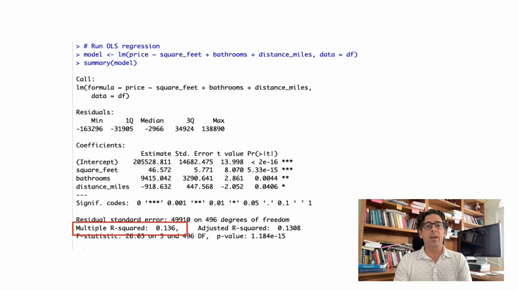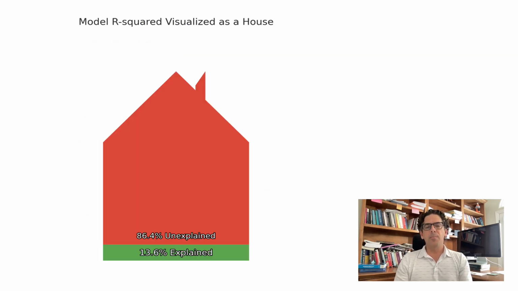This means that the three variables in our model explain 13.6% of the variance, or the variation, in the dependent variable. One way to think about this is to visualize it. Some people can put up a pie chart, which is fairly easy to understand. But in this example, let's use a house. Our variables explained 13.6% of the variation in home prices, and that's represented by the green portion of the house. The other portion of the house, which is some sort of red or orange, I'm not exactly sure, is 86.4%. And that is unexplained variation in home prices.